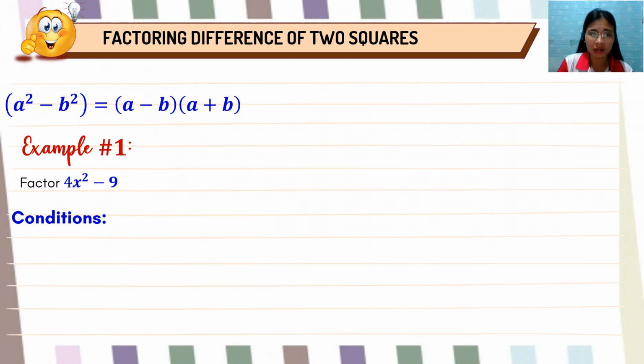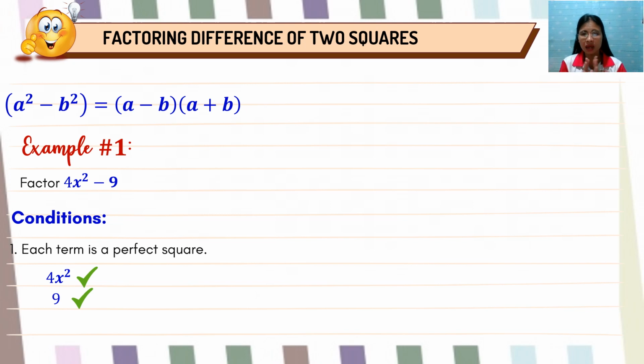Factor out 4x squared minus 9. Each term is a perfect square. Let's check: 4x squared is a perfect square, and 9 is a perfect square. How will we know that a particular number is a perfect square? You have to memorize the perfect square numbers: 1, 4, 9, 16, 25, 36, 49, 64, 81, 100, and so on. And variables are considered perfect squares if the exponent is an even number.